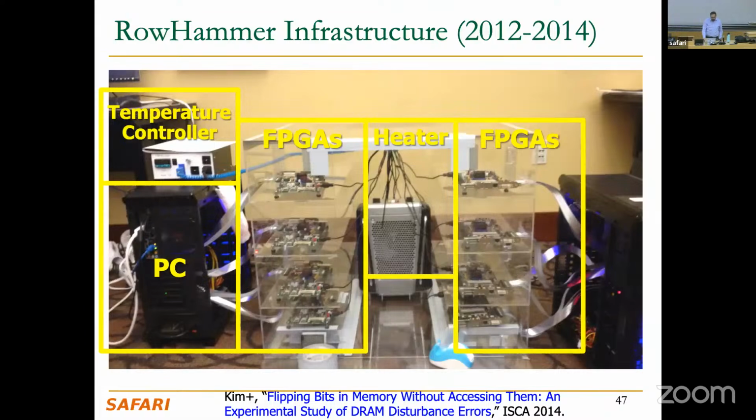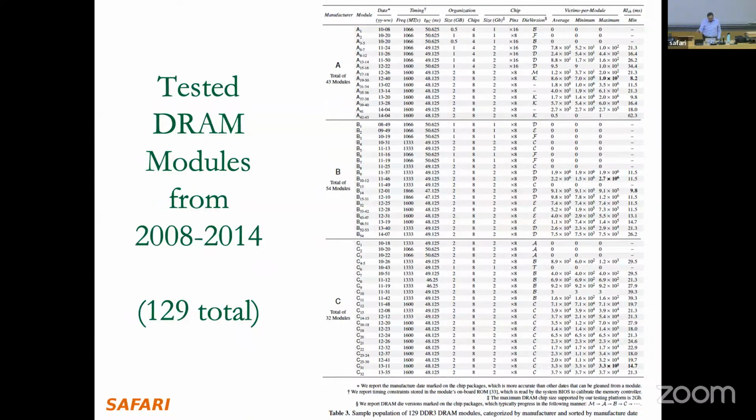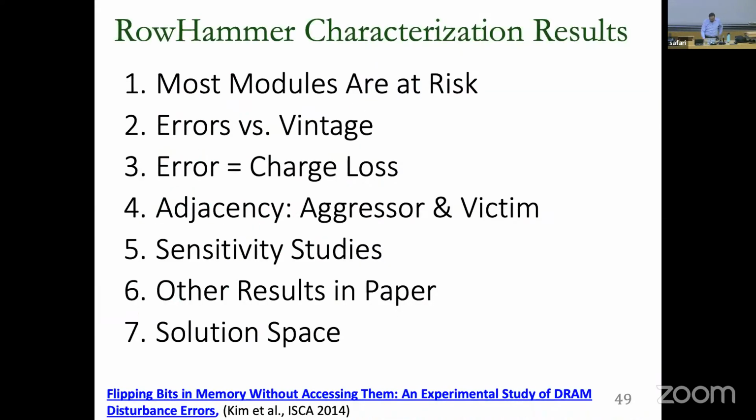Okay, this is another picture of the same setup with multiple boards here. So we parallelized our test. We test many modules here. There are 129 different modules that have many chips, basically. And we show that most modules are at risk.